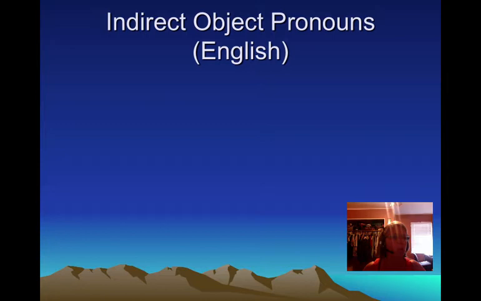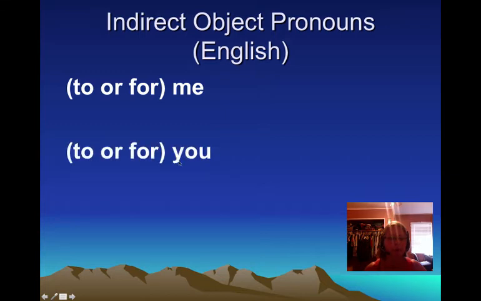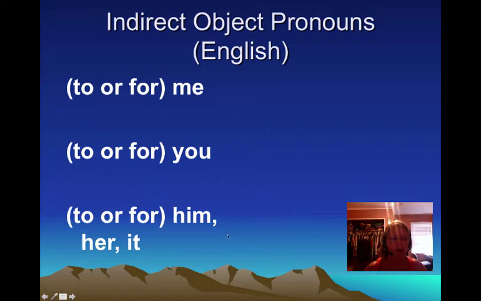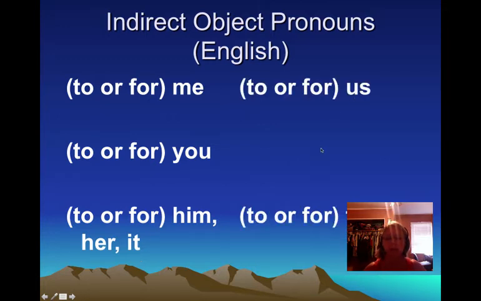All right, so what pronouns do we use for indirect objects in English? Just to pick up on your background knowledge. To or for me, we use the pronoun me. To or for you, well, we just use you. To or for him, her, or it, that's what we use. To him, for her, to it. For us, we just use us. For them, we just use them.